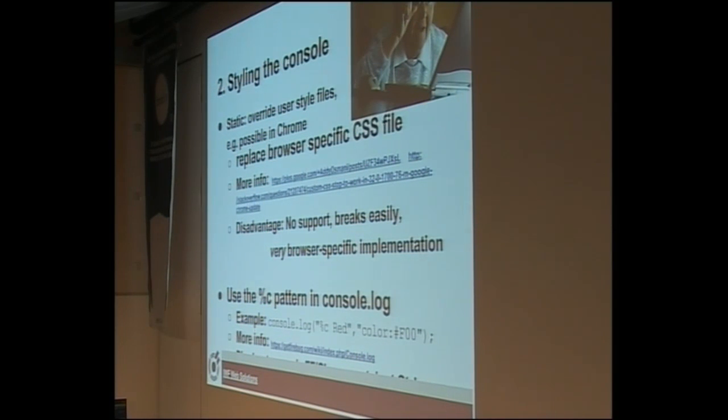One thing you can do is override specific browser files which are referring to the console of your browser. Like for Chrome, you can override a certain file. But there's no support for that. It's not official. It breaks easily. Just a while ago, when Chrome 32 came out, half of that didn't work anymore. And the other thing is, in Firefox and in Chrome, you now have the %c pattern, with which you can actually add styles to your console output.